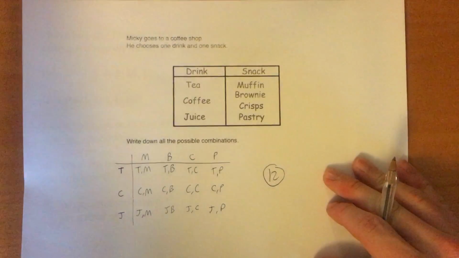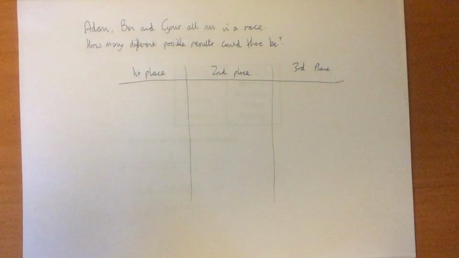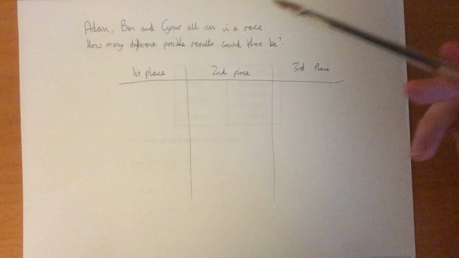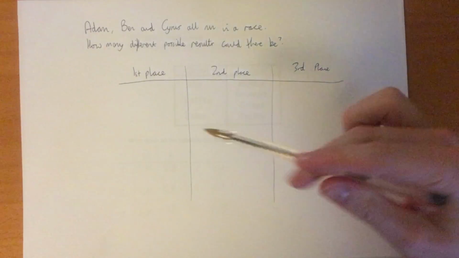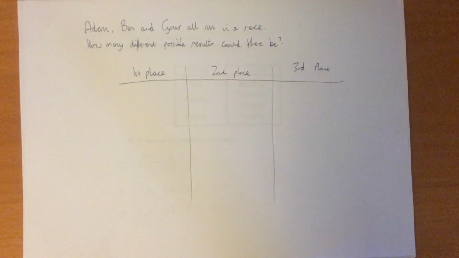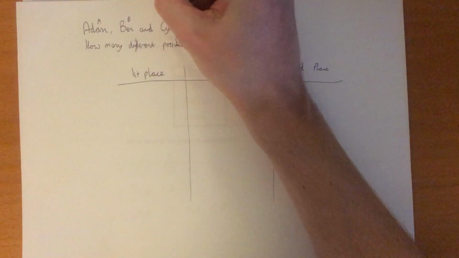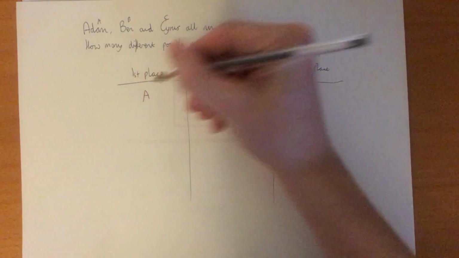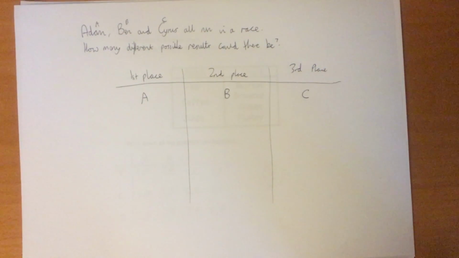Right, a question that a lot of you got wrong in the mock exam was this, or something similar. Adam, Ben and Cyrus all run in a race. How many different possible results could there be? Okay, a lot of you just put one result or whatever. We need to now think logically and say, right, well, we've got Adam. I'm going to label it A, B, and C, by the way, just to make my life a little bit quicker and easier. So if Adam finished first, then Ben could have finished second and Cyrus could have finished third.